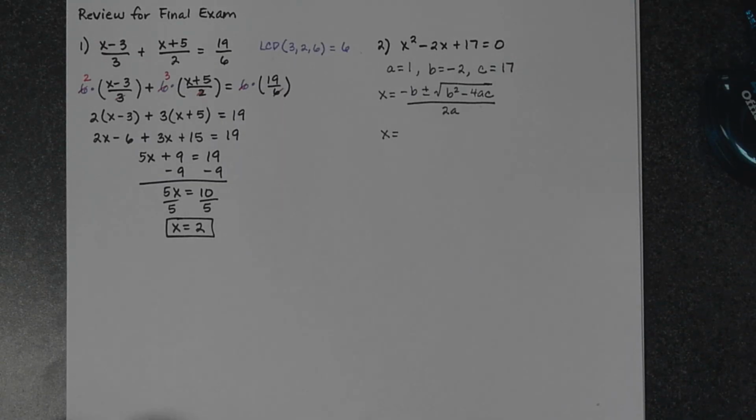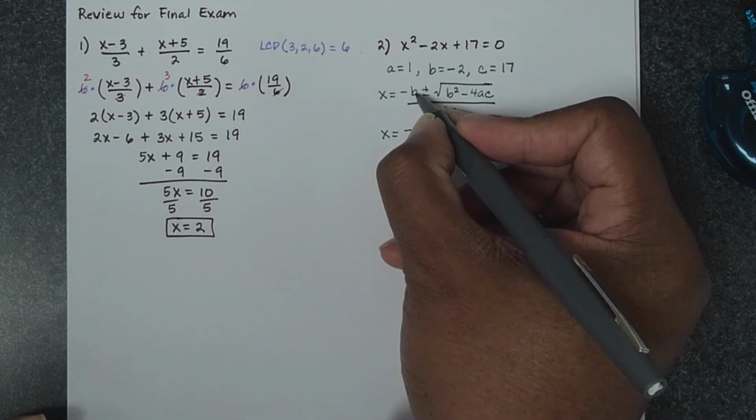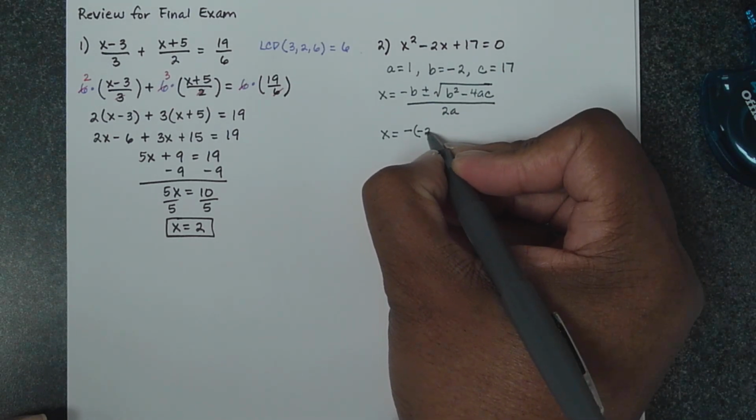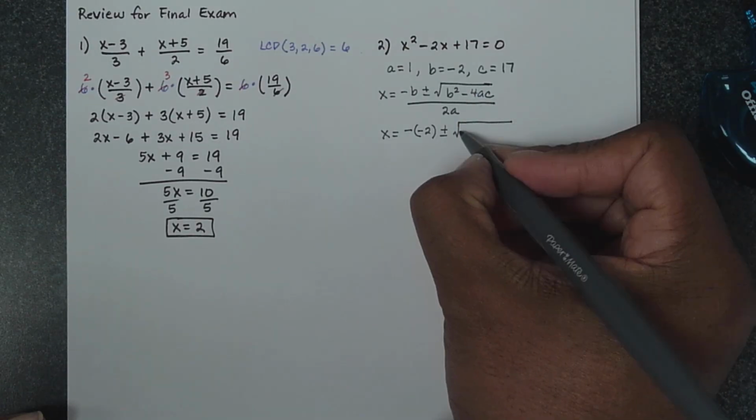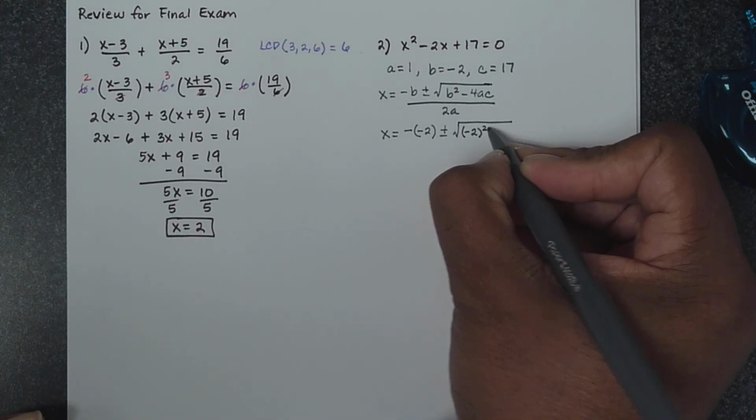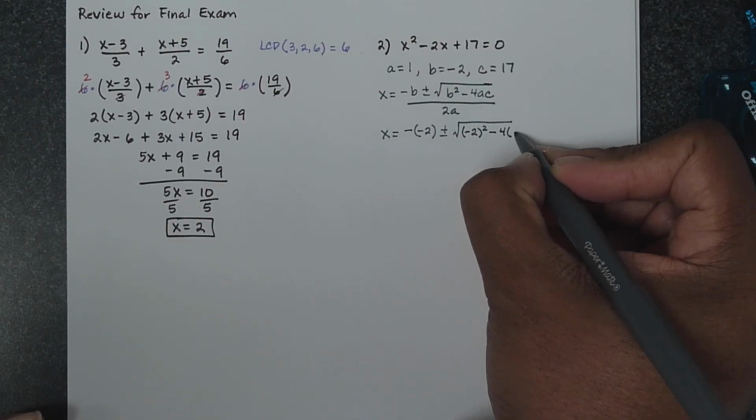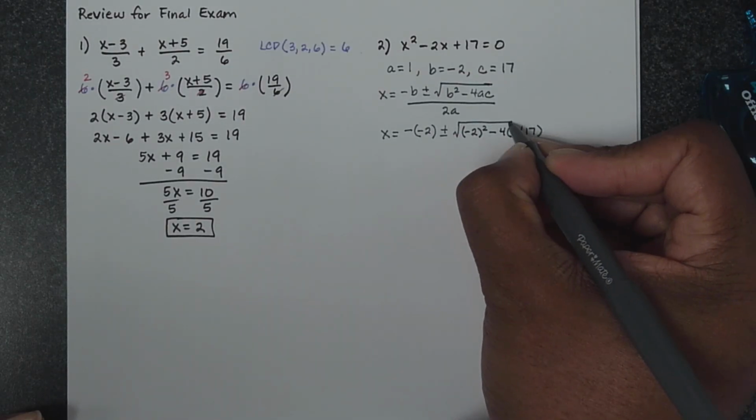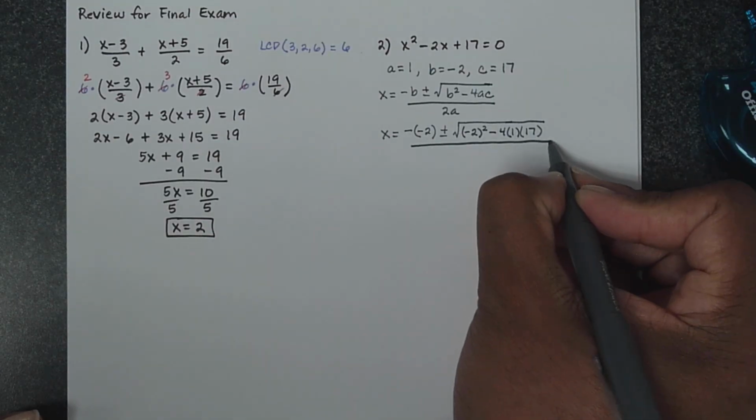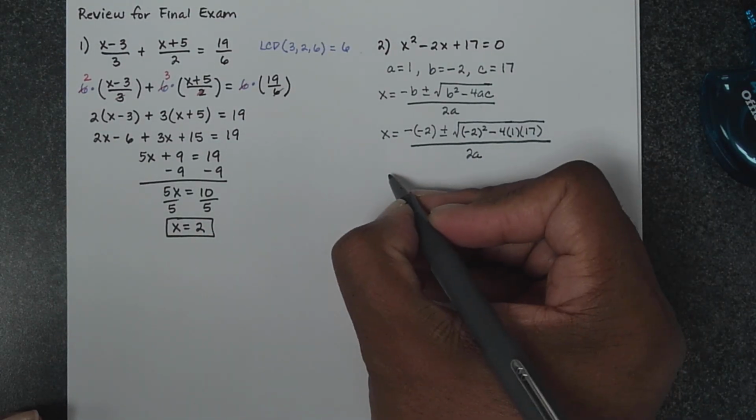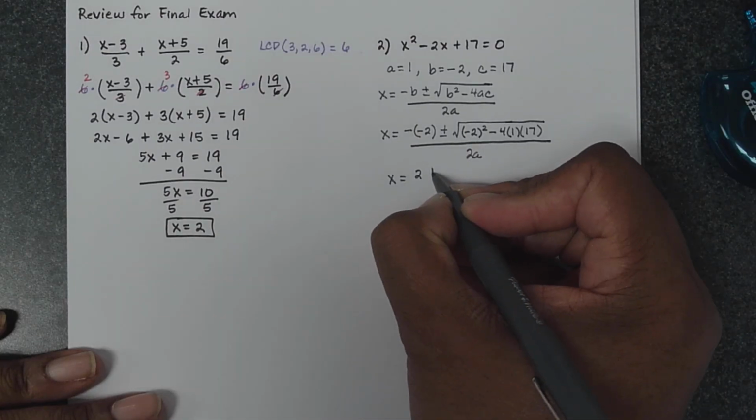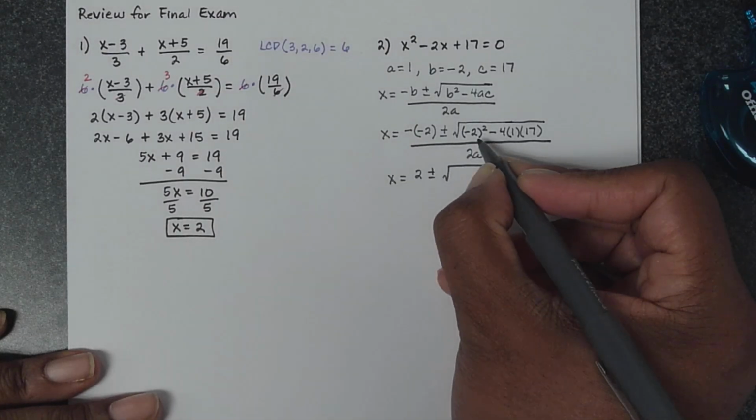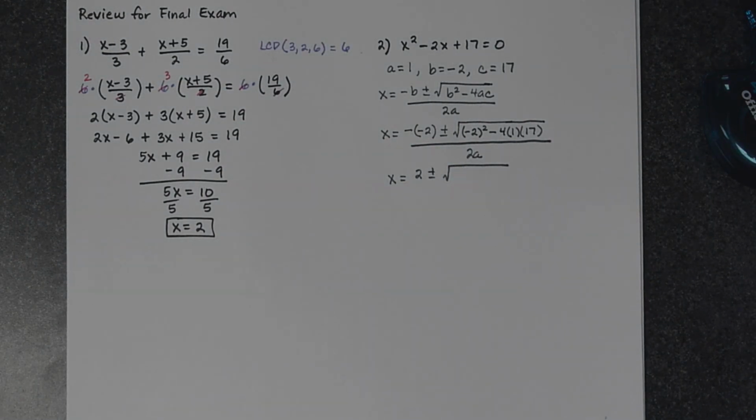Now we're going to substitute the a, the b, and the c into the quadratic formula and simplify. Here I'm going to bring this negative sign down. The b is -2, so it'll be negative of -2 plus or minus the square root of b, which is -2 again, so it's (-2) squared, minus 4 times a, which is 1, times c, which is 17. And the whole thing is divided by 2a. Now we simplify all of this. Negative of -2 would be 2, plus or minus the square root of, square the -2, that's -2 times -2, which is 4.